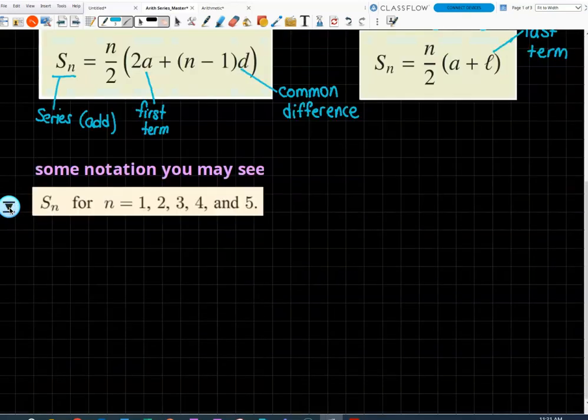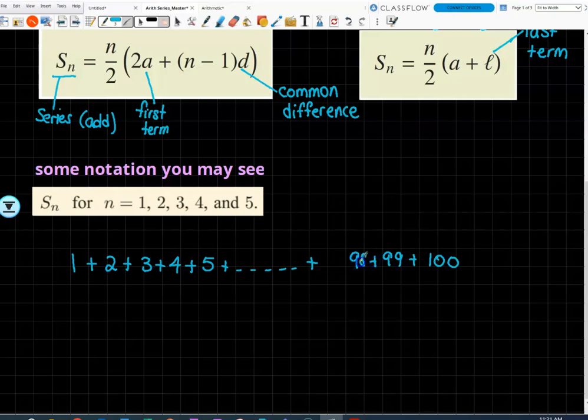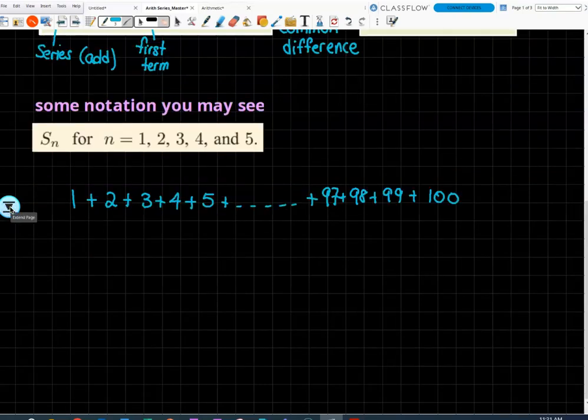So if we've got 1 plus 2 plus 3 plus 4 and we keep on going, and we want to go all the way to 100, what would be the term before 100? And so on. So the student noticed a pretty interesting little thing. They went, well, I just simply took the first term and the last term and added them together. What's that? 101.